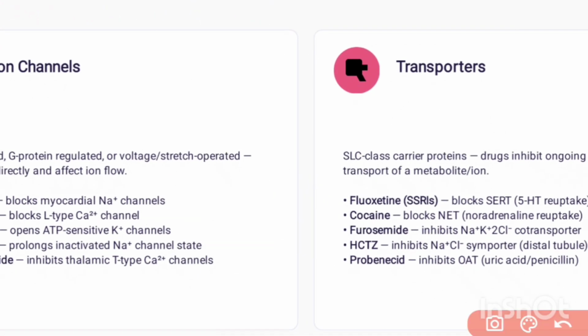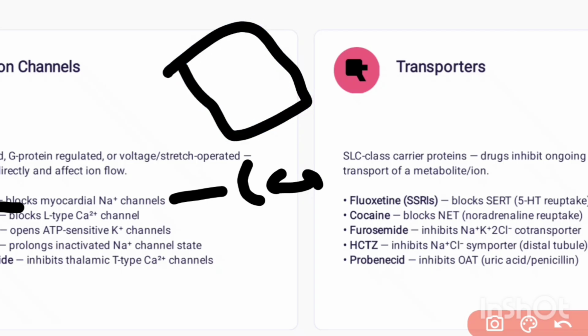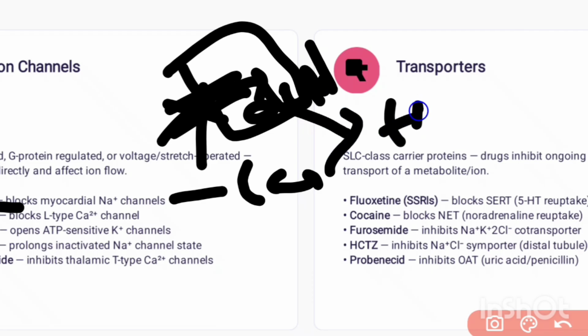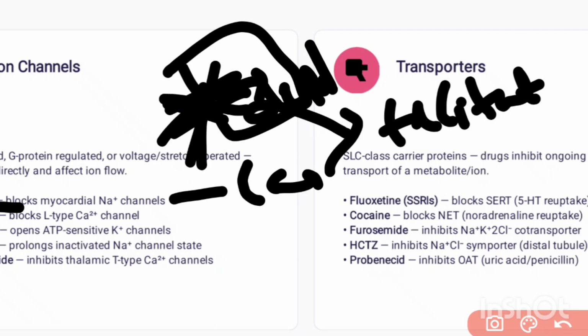For example, quinidine is a cardiac depressant, antiarrhythmic drug. It acts by blocking the myocardial sodium channels. This sodium influx is responsible for depolarization of the muscles and myocardial cells, and causes excitation, increasing the contraction and rate. So that's why it acts by blocking these sodium channels.